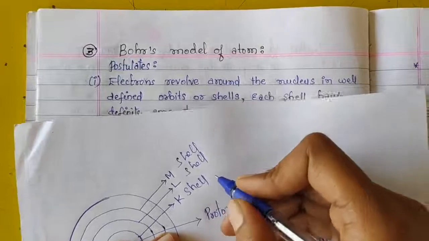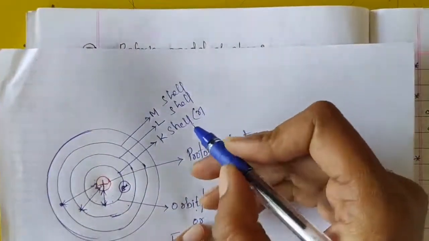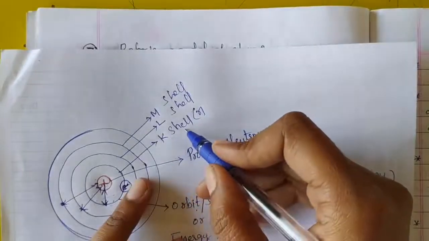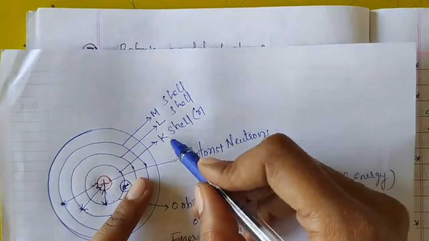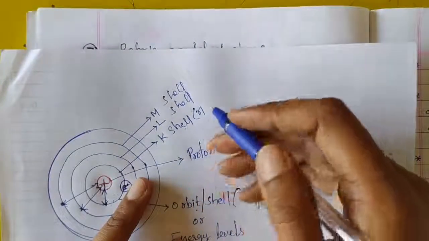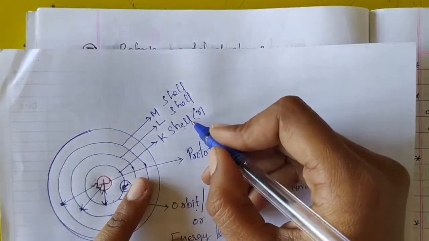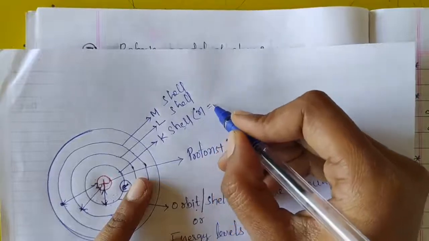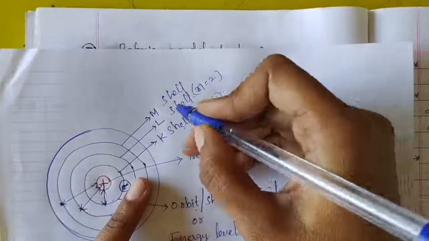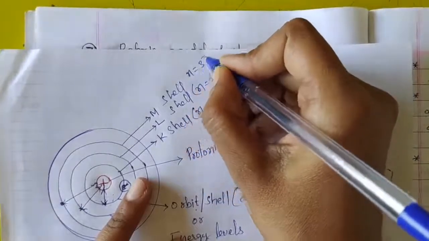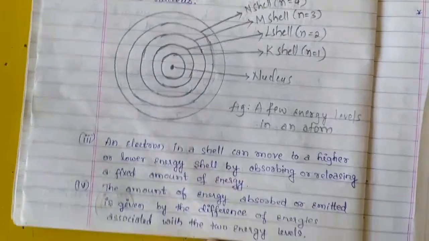And they are represented with principal quantum numbers. The principal quantum number represents the number of the shell. So here the principal quantum number is represented by small n. For K shell, n value will be 1. For L shell, n value will be 2. For M shell, n value will be 3, like this.